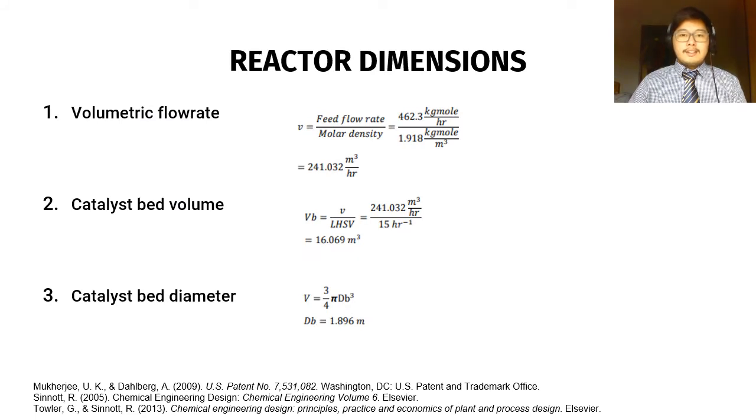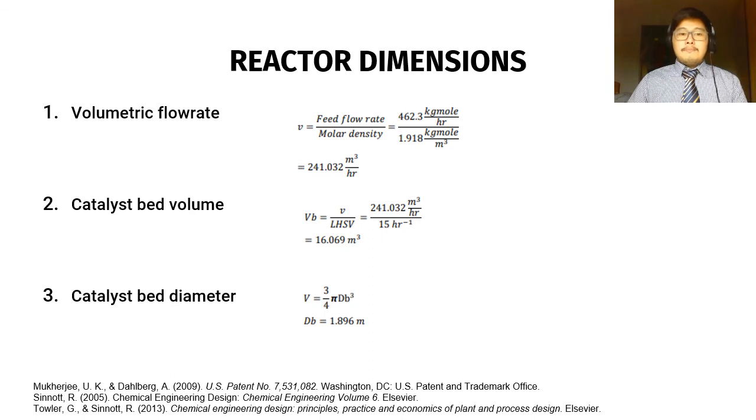Moving on to the reactor dimensions. First, the volumetric flow rate is calculated by dividing the feed flow rate by the molar density. The volumetric flow rate is then used to calculate the catalyst bed volume, where the flow rate is divided by the liquid hourly space velocity, where its value has been taken from a patent found on Google Scholar.